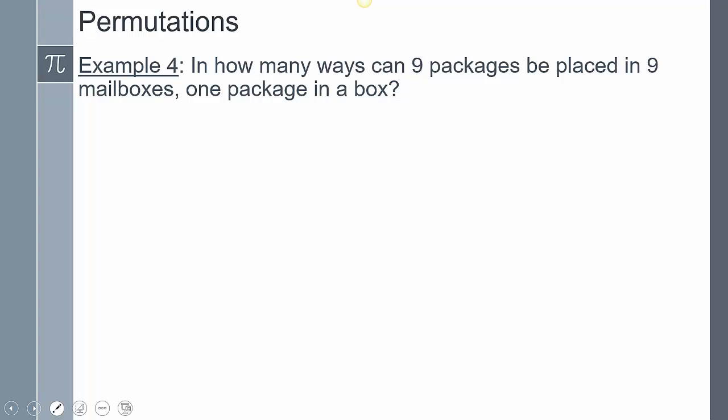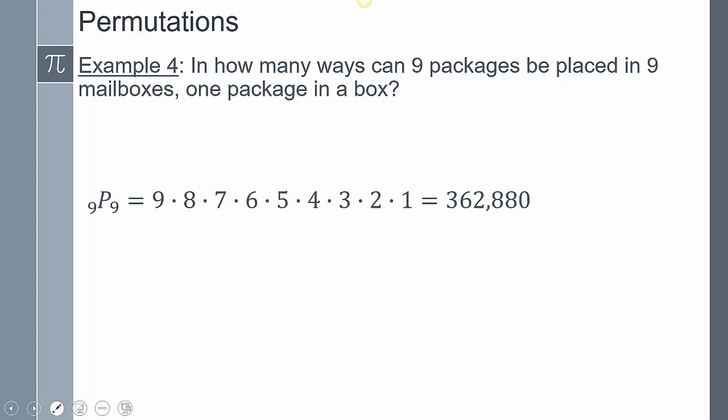Example number 4, it says, in how many ways can 9 packages be placed in 9 mailboxes, 1 package in a box? That's just 9P9. I have 9 packages, and I'm trying to place them in those 9 boxes, 1 per box. So this is the number that it starts with, and this is the number of factors, 1, 2, 3, 4, 5, 6, 7, 8, 9, counting all the way down. And so multiplying those together, you get 362,880.